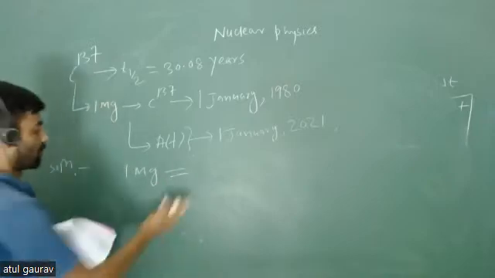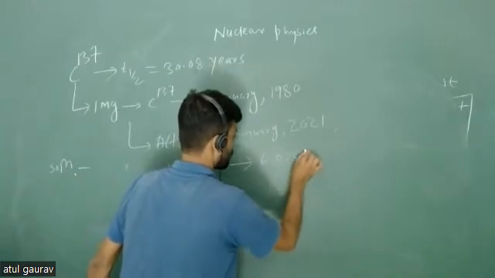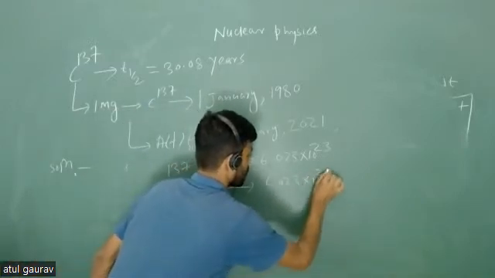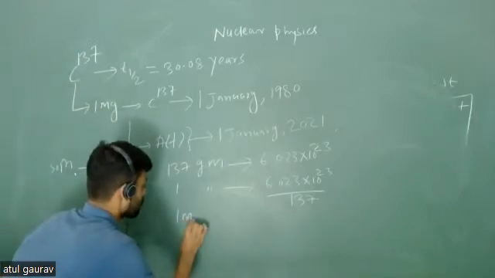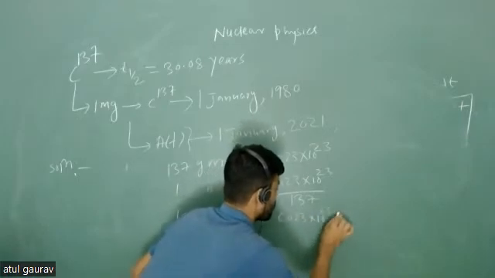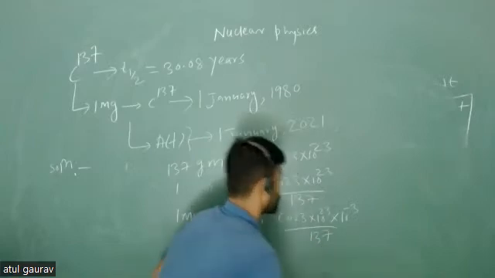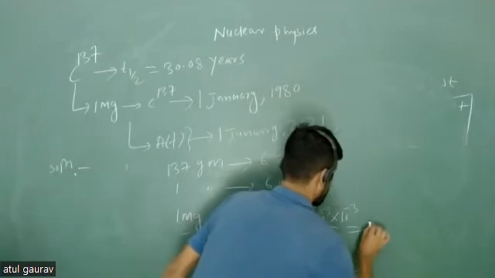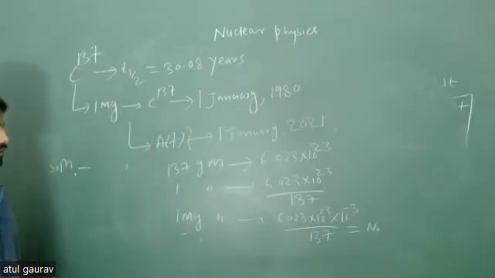So 137 gram will contain one mole, Avogadro number, 6.023 times 10 to the power 23. So 1 gram will contain 6.023 times 10 to the power 23 divided by 137. Then 1 milligram will contain 6.023 times 10 to the power 23, times 10 to the power minus 3 gram, divided by 137. Is it okay? Yes. So this is your N naught, because 1 milligram was present at the time when it was prepared.